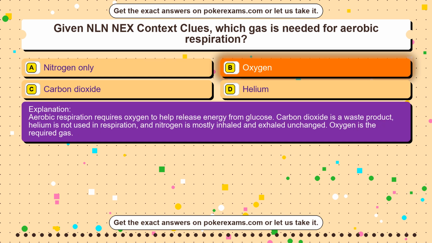Aerobic respiration requires oxygen to help release energy from glucose. Carbon dioxide is a waste product, helium is not used in respiration, and nitrogen is mostly inhaled and exhaled unchanged. Oxygen is the required gas.